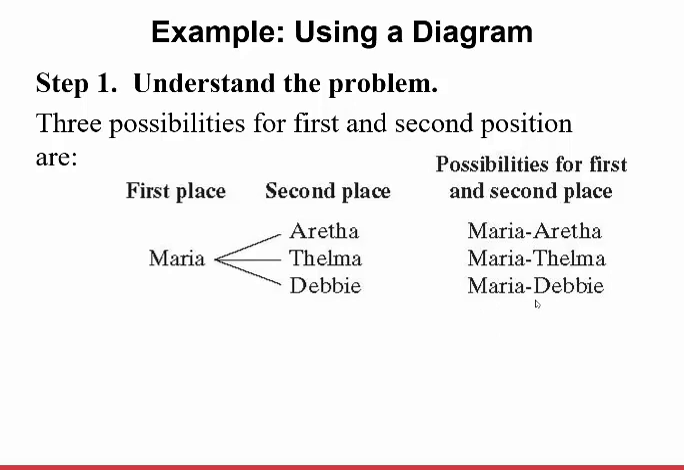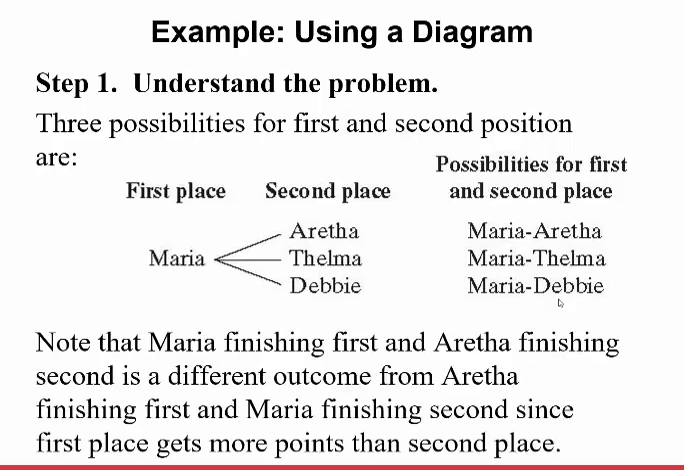So it looks like there are three possibilities where Maria finishes first and then somebody else finishes second. All right, note that Maria finishing first and Aretha finishing second is a different outcome from Aretha finishing first and Maria finishing second, since first place gets more points than second. So we need to figure out all the rest of the combinations.